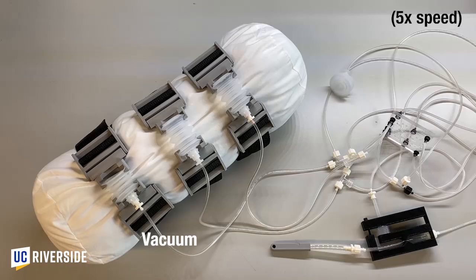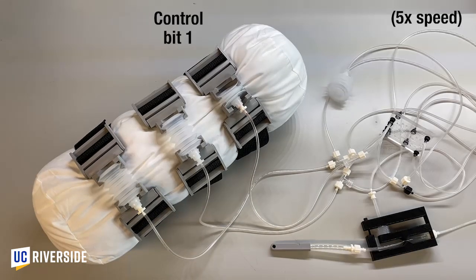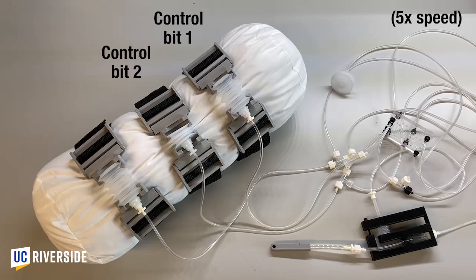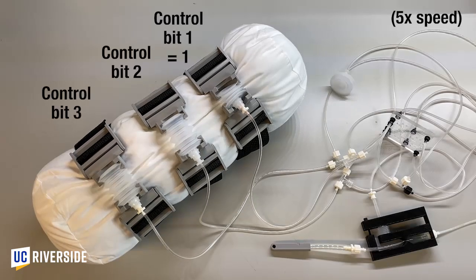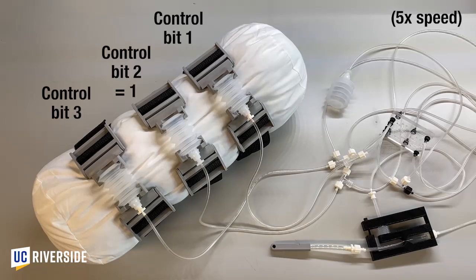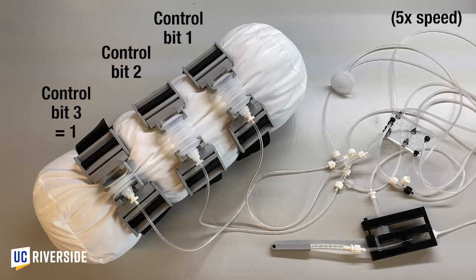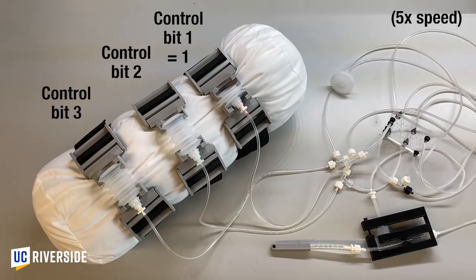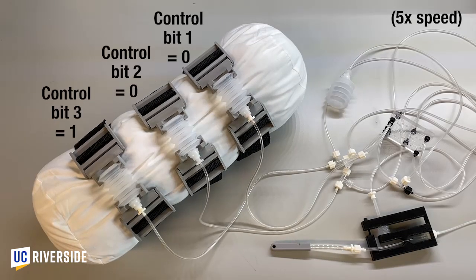Let's refer to the pneumatic signals that power these bellows as control bit 1, control bit 2, and control bit 3. When a bellows is receiving vacuum, that represents a value of 1 or true for that bit. When a bellows is at atmospheric pressure, its bit is 0 or false.